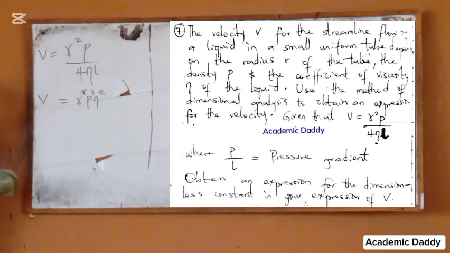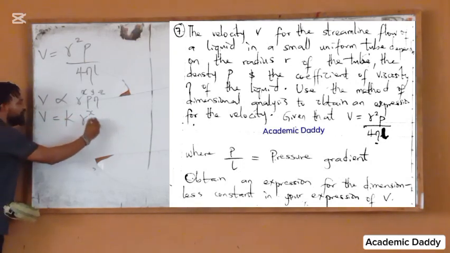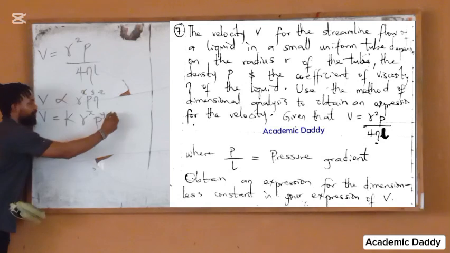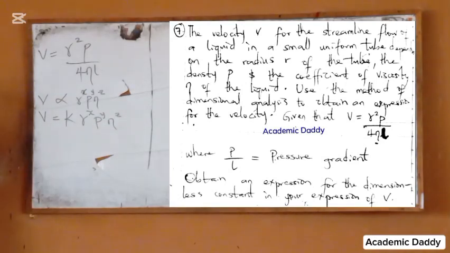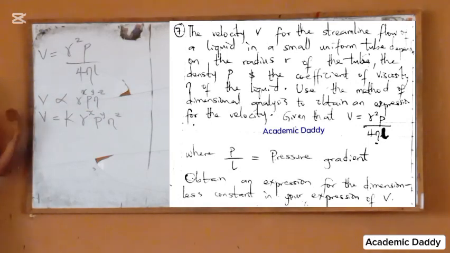So see what I mean. For the fact that I've been given this, I know that this is directly proportional to this. Anytime I have something equal to, there must be a constant of proportionality, which is k, then R raised to the power x, P raised to the power y, and eta raised to the power z. If you want your own powers to be m, n, j, anything, no problem. I'm using x, y, z because in physics this is what we normally use when talking about dimensional analysis. Now your goal is to make everything here equal to what you have here.